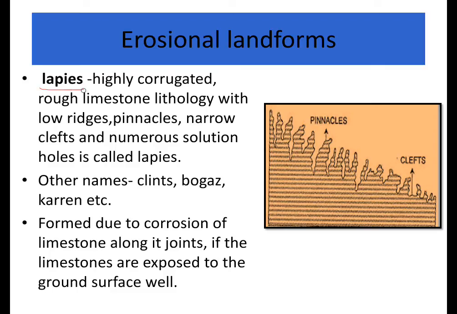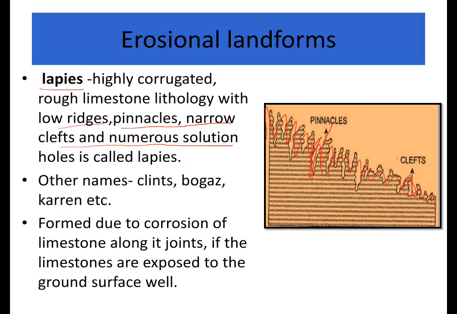The first one is lapis. These are highly corrugated, rough limestone lithology. We can see here an image of lapis. It's highly corrugated and rough. The surface is rough, and low ridges and pinnacles, narrow clefts, and numerous solution holes are called lapis. We can see a lot of solution holes, and the pinnacles on the top and clefts. So this is a corrugated landform.